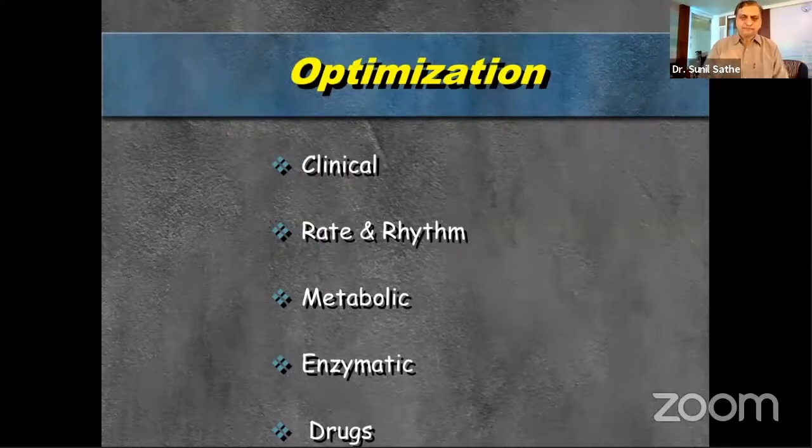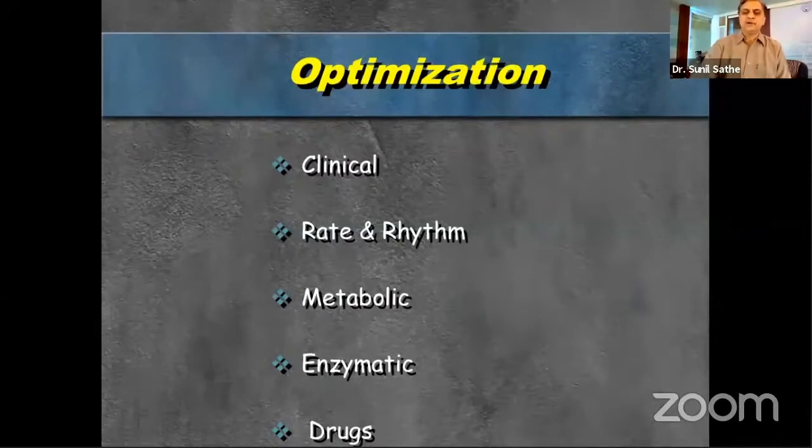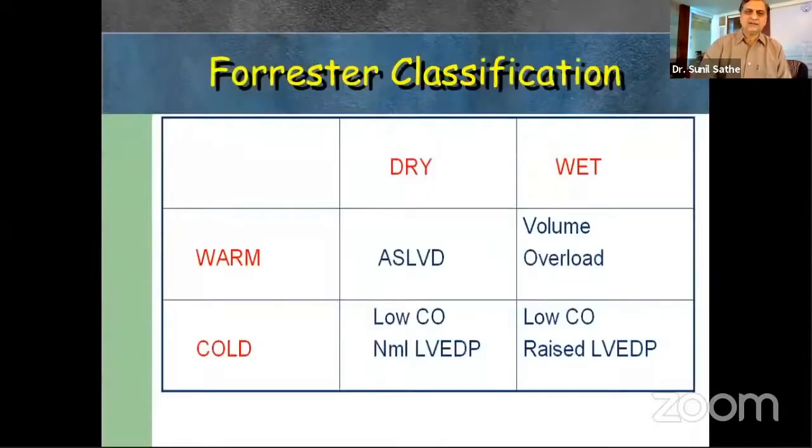So starting with clinical optimization. What do I mean by clinical optimization? And we all know the classical Forrester's classification. These are the four simple clinical subsets. My patients ideally should be warm and dry. That is asymptomatic LV systolic dysfunction. Even if my patient is admitted cold and wet, that is the worst, because these are related to hemodynamics and treatment. So these are the simple clinical subsets of Forrester's and Stevenson's classification.